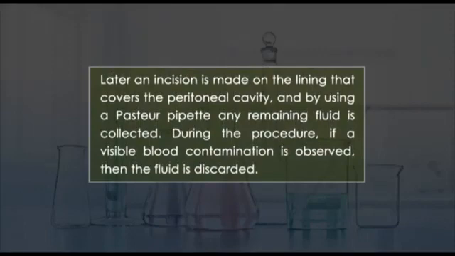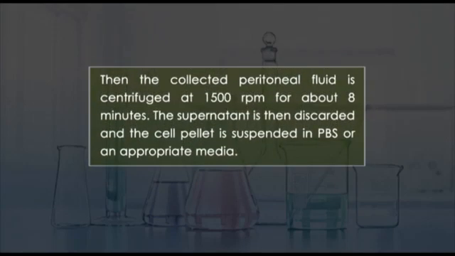Later, an incision is made on the lining that covers the peritoneal cavity, and by using a Pasteur pipette, any remaining fluid is collected. During the procedure, if a visible blood contamination is observed, then the fluid is discarded. Then the collected peritoneal fluid is centrifuged at 1500 rpm for about 8 minutes. The supernatant is then discarded and the cell pellet is suspended in PBS or an appropriate media.